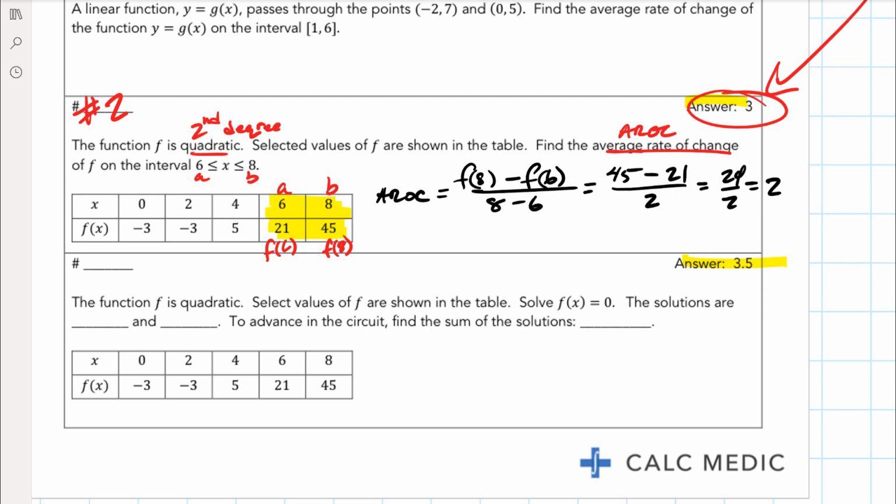So in this case, 12. Sorry, 24 divided by 2 is typically 12, especially on Wednesday, right guys? Right. Okay, so the average rate of change on this problem is 12, and now I go search for the answer for 12.